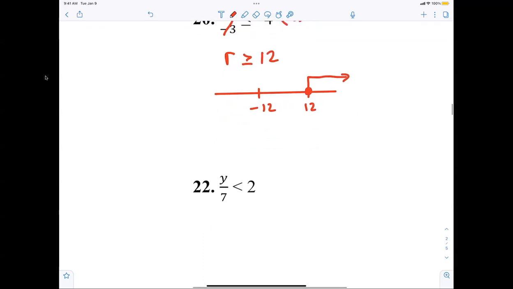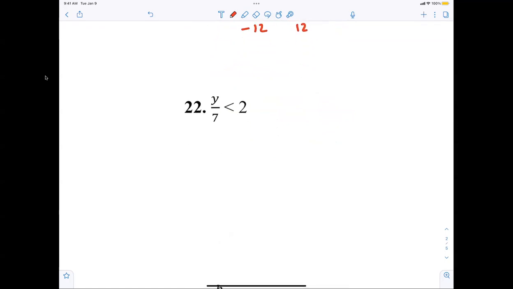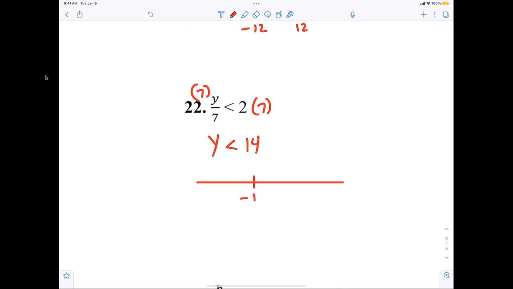All right, Jacob, go. Number 22. You would do 7 times 3. Yes, multiplying both sides by 7, which would be 14. Y is less than 14. So you do -14 on the left, 14 on the right, and then a circle going to the left. Exactly right.